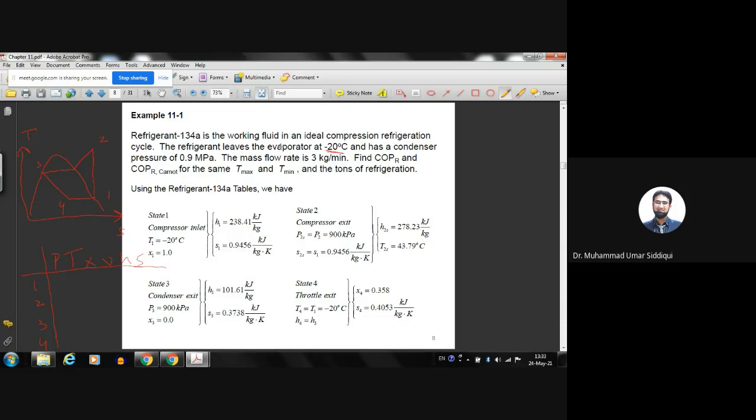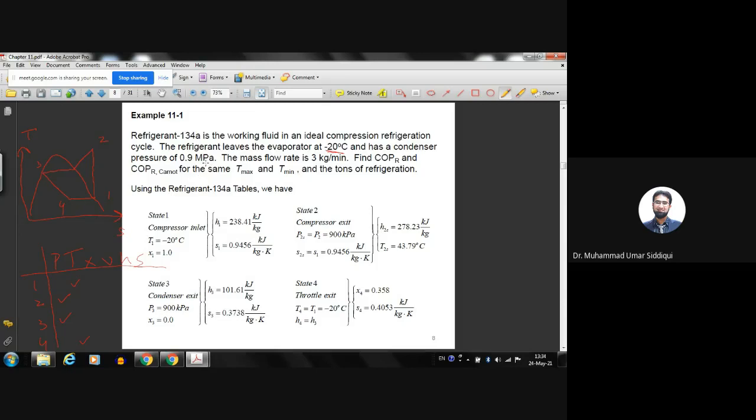The refrigerant leaves the evaporator at minus 20 degrees centigrade. So we know the temperature at the exit of the evaporator, which will be state point 1. And the condenser has a pressure of 0.9 megapascal. So the condenser pressure will be P2 and P3, and that will be 0.9 megapascal. So we know P2 and P3. T1 will be the same as T4 because it is in the two-phase zone, so we also know T4.